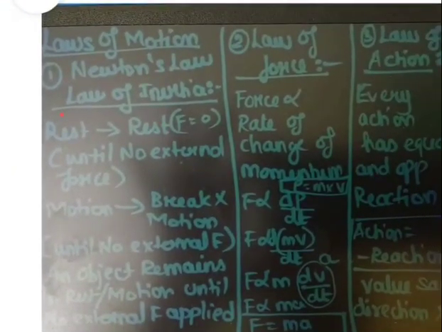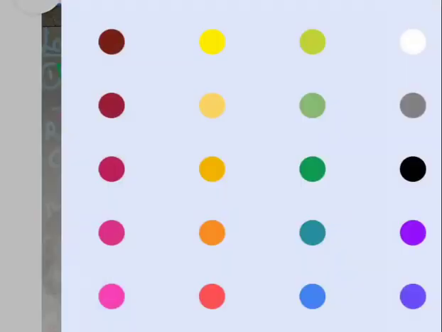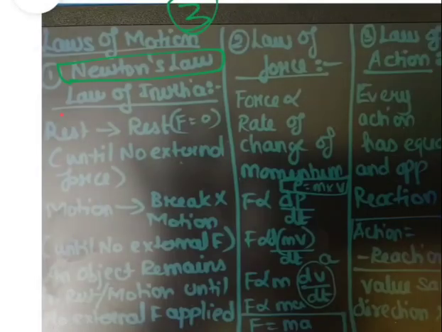Now we'll see the laws of motion given by Newton. Newton's laws of motion, there are totally 3 laws of motion, out of which we'll be learning each of them. The law of inertia is the first law. It defines that any object at rest will remain at rest until we apply an external force. Similarly, any object in motion will continue in motion unless we apply any external force.